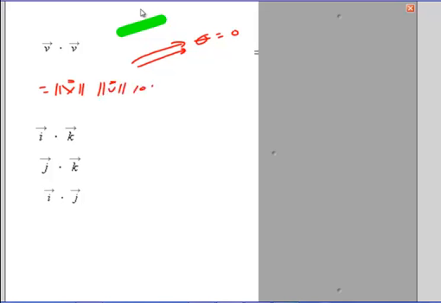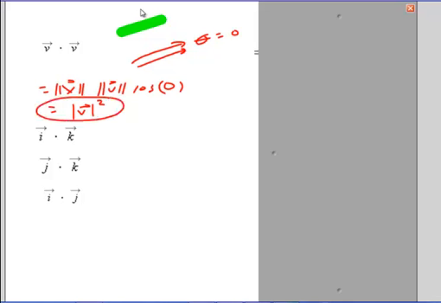So let's think about a couple different questions. We've got v dot v. So think about that. It's a vector v dotted with itself. So what's the angle between them? Well, the angle between them is 0. So v dot v is going to equal magnitude of v times the magnitude of v times cos of 0. Well, cos of 0 is just 1. So this is going to be the magnitude of v squared.